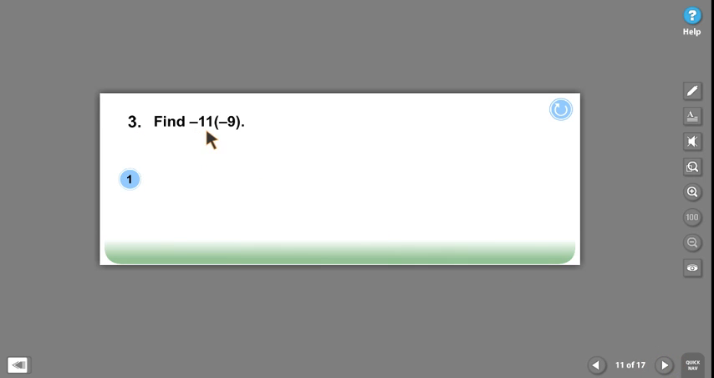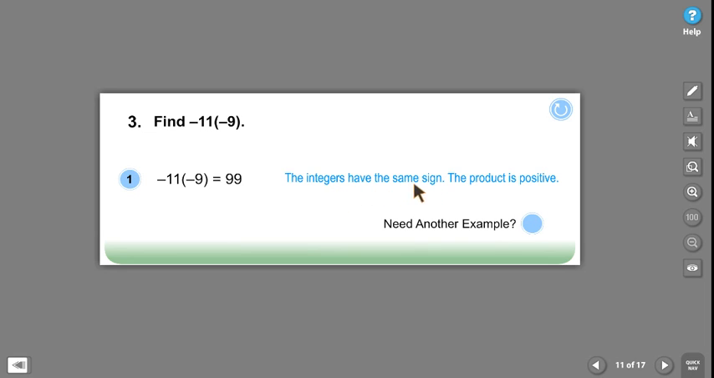Example 3. Find negative 11 times negative 9. These signs are the same. So the integers have the same sign. The product will be positive. So negative 11 times negative 9 equals positive 99.